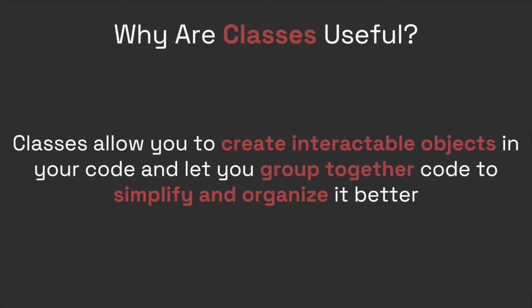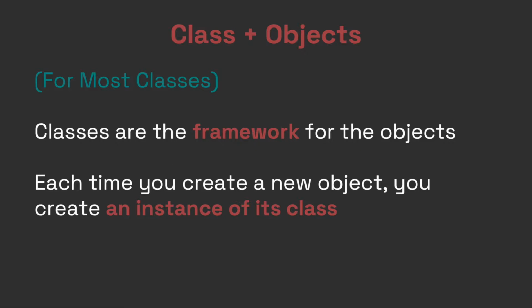Classes are very important if you want to understand how object-oriented programming works. They allow you to create interactable objects in your code and let you group together your code to simplify and organize it better. For most classes at least, there will be the framework for any object you want to create. The key concept being that every time you create a new object, you are creating an instance of its class.